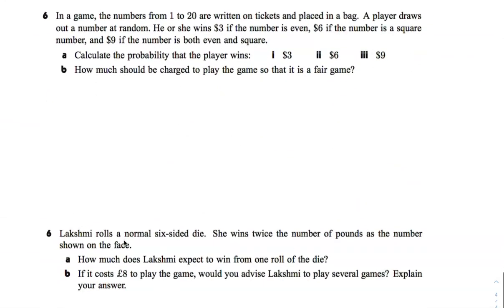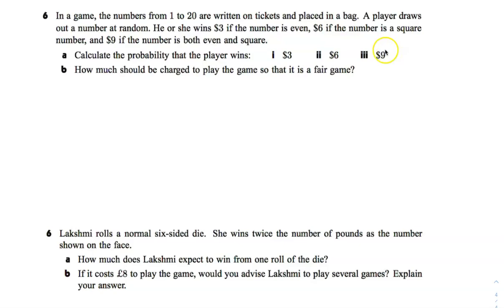Let's move on. In a game, the numbers from 1 to 20 are written on tickets and placed in a bag. The player draws out a number at random. He or she wins $3 if the number is even, $6 if the number is a square number, and $9 if the number is both an even and a square. Calculate the probability that it wins $3, $6, or $9.